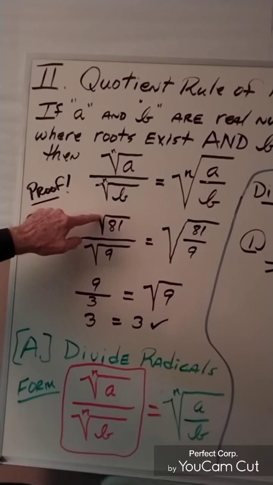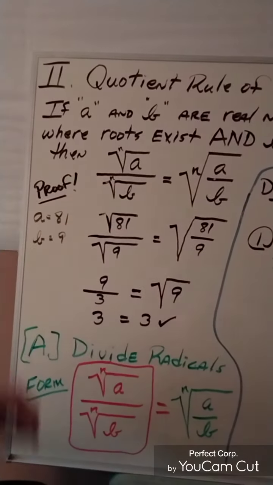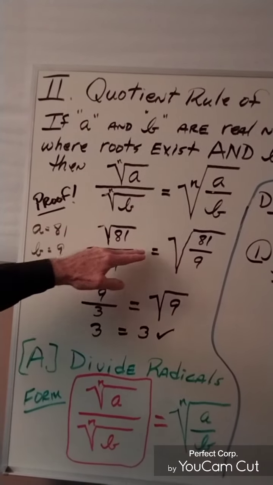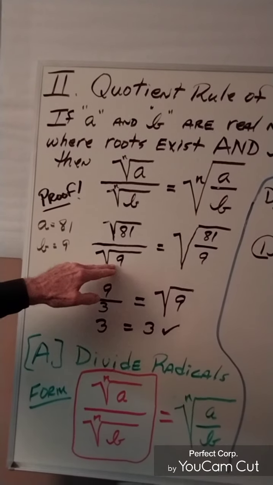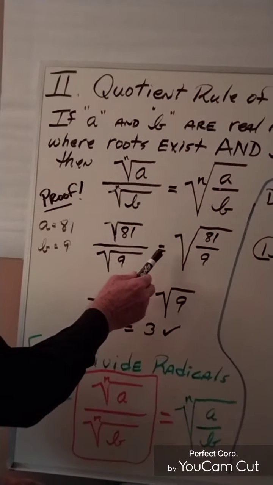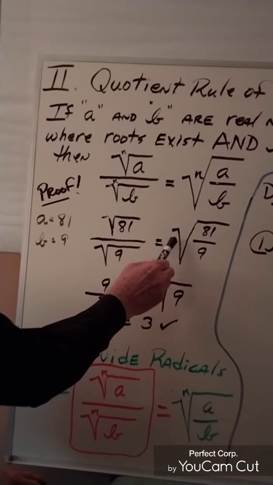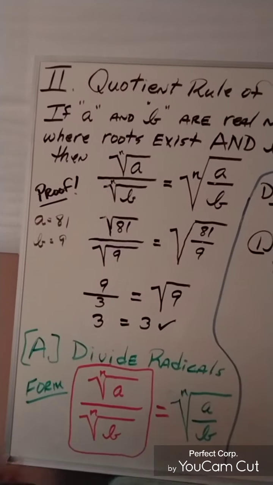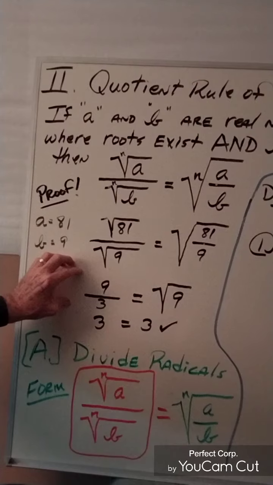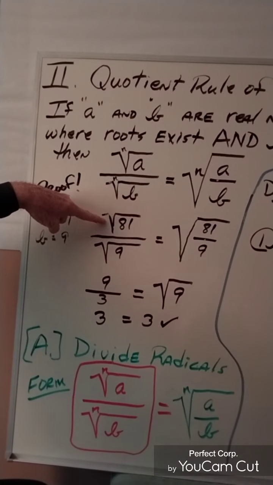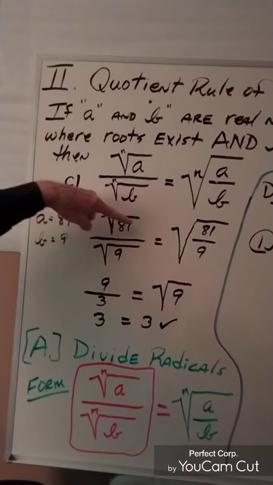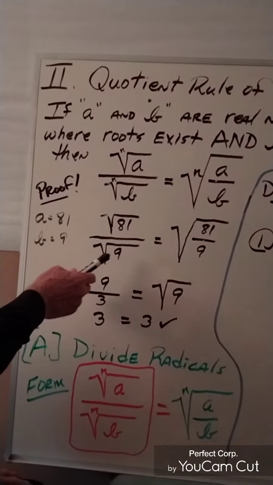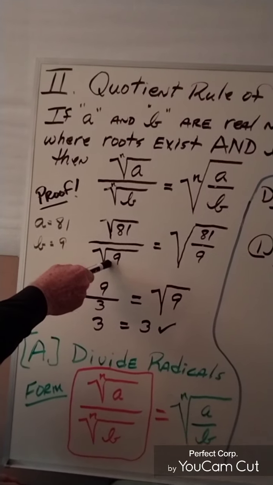The square root of 81, my index is going to be 2 again. The square root of 81 divided by the square root of 9 is supposed to be equal to the square root of 81 divided by 9. Let's return to the left-hand side. If we go up to the numerator on the left-hand side and simplify the radical of 81, that's 9. And if we simplify the denominator radical, that is 3.